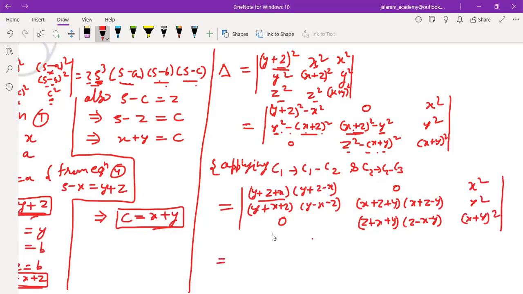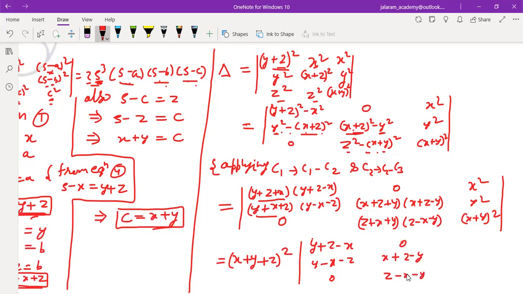So from the first column, x plus y plus z, x plus y plus z, and 0, we can take x plus y plus z common. From the second column also we can take x plus y plus z common. So it remains in the form y plus z minus x, y minus x minus z, 0. Second column is 0, x plus z minus y, z minus x minus y. Third column, x square, y square, x plus y whole square.